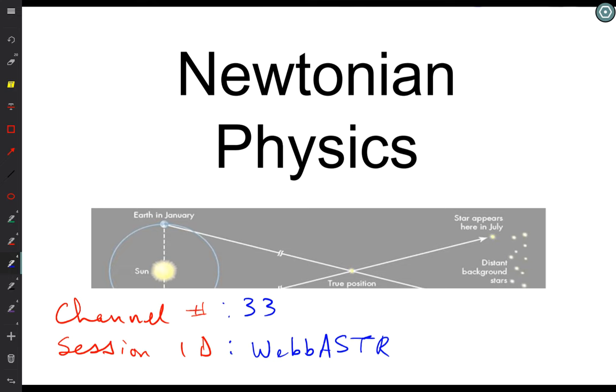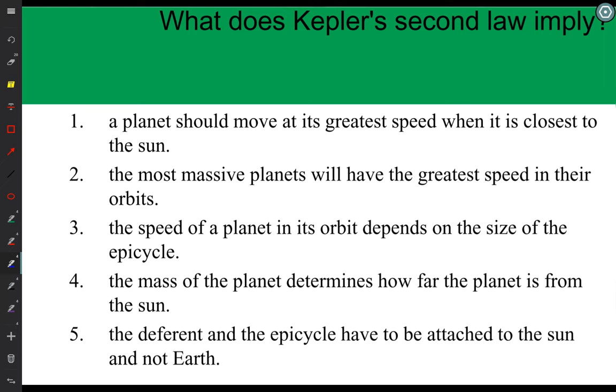Let's get started. We are going to start with a couple clicker questions. Number one, what does Kepler's second law imply? Remember I said there's one thing that is important to me. Just trying to move that. You remember about Kepler's second law. An object that stays in motion. You're not supposed to say it out loud, but no, that's Newton's first law.